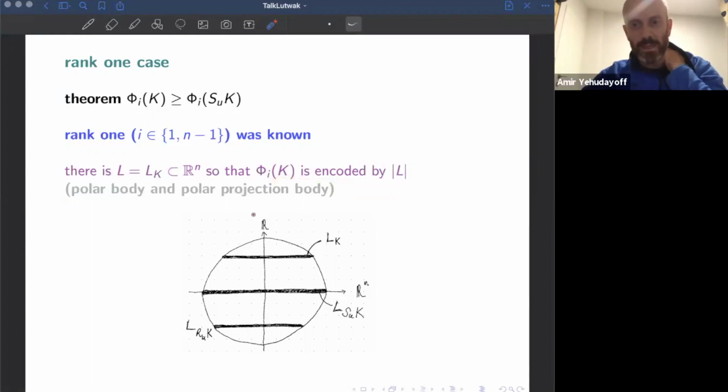I hope the picture was clear in the sense that we get a body that represents the number we care about. And by thinking about symmetrization as a continuous process, we can get a geometric representation of what happens for the symmetral of K. And then comparing the two volumes of L of K and of L of the symmetral of K, you pull it out of convexity. This exactly is the picture. This is not misleading. Okay, so this is the rank 1 case.